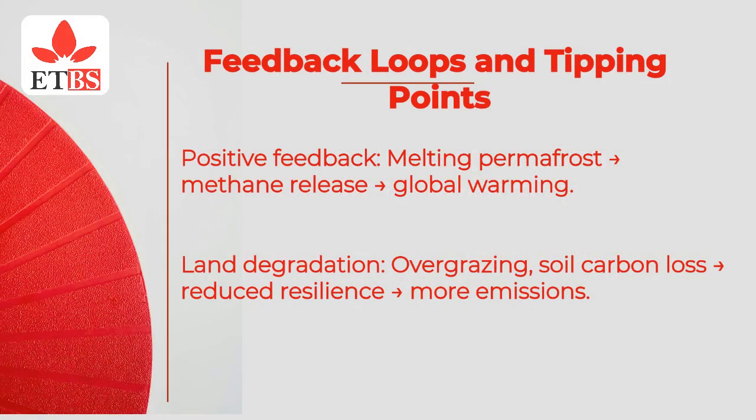Feedback loops and tipping points. Positive feedback: melting permafrost, methane release, global warming. Land degradation: overgrazing, soil carbon loss, reduced resilience, more emissions. Albedo effect: deforestation reduces reflectivity, accelerating warming. Desertification cycles: degraded drylands become climate hotspots.